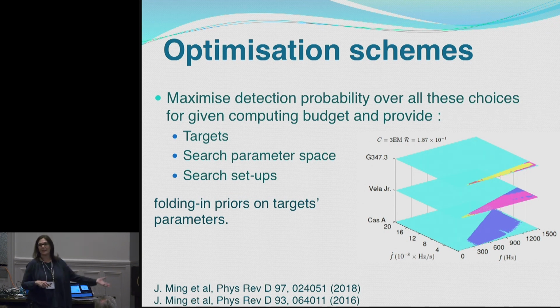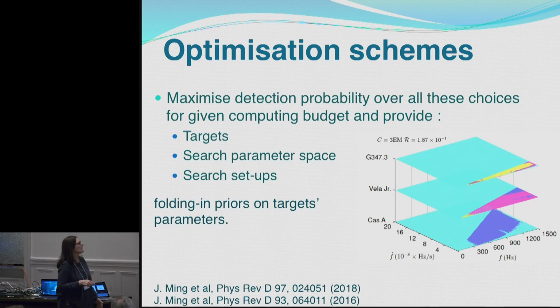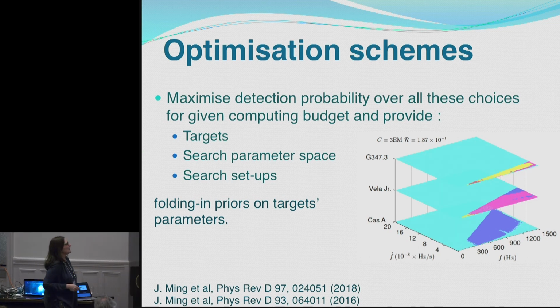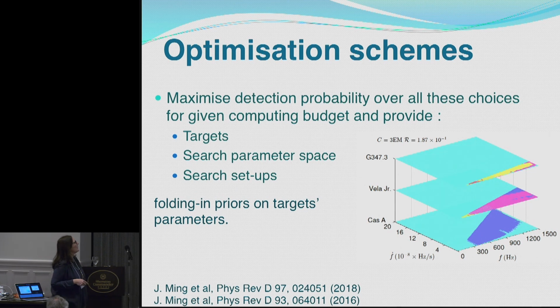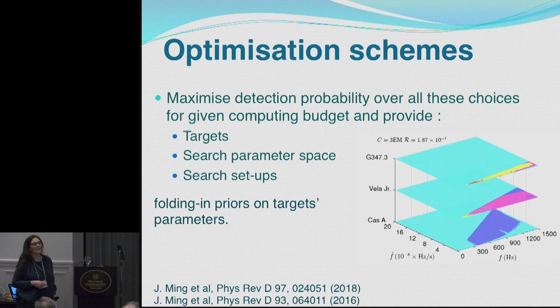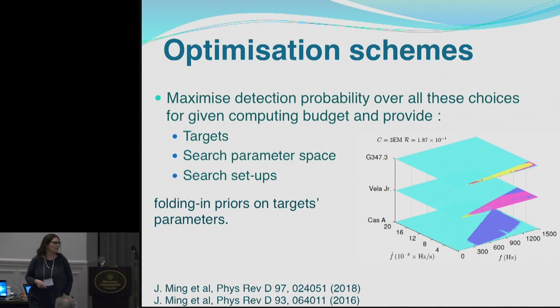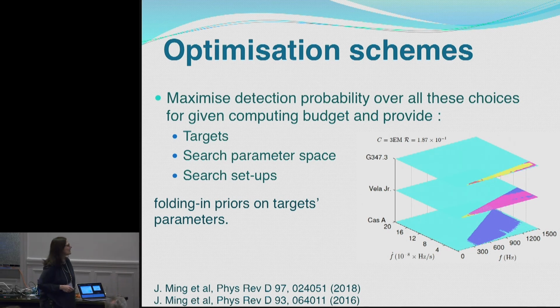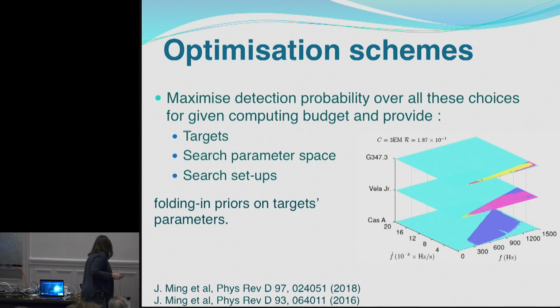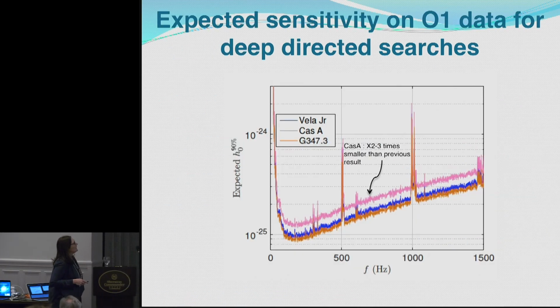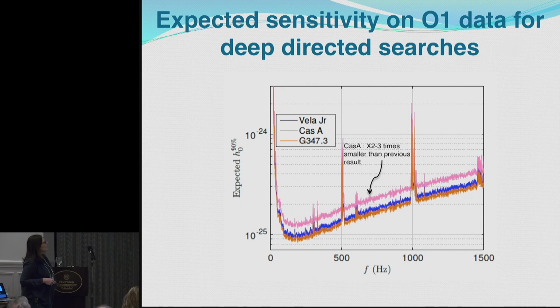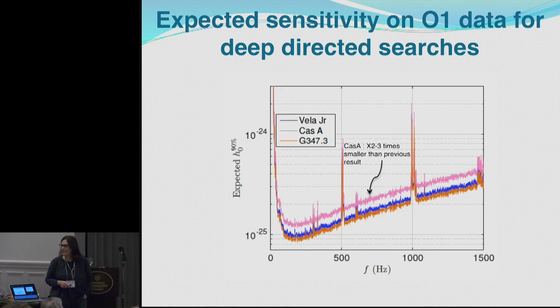So these were the targets that came out, and this was the parameter space that the optimization scheme prescribed to search. This is a search that ran on Einstein@Home. It ran for 6 months, and we are now post-processing the results of it. And it's a very broad frequency search. It goes to 1.5 kilohertz. This is what we expect in terms of sensitivity if we don't detect anything.